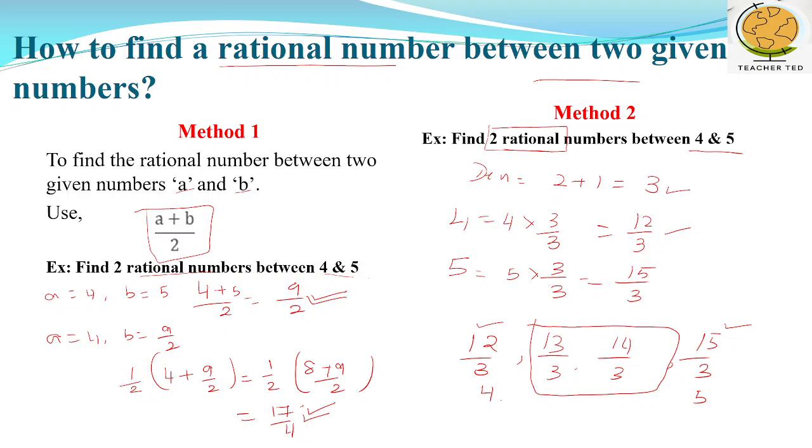Now remember students, an infinite number of rational numbers can be written between two numbers. So this is only two numbers. If you want five numbers, the same procedure applies. And compared to the first method, this is much simpler. I hope all of you understood these theory concepts.